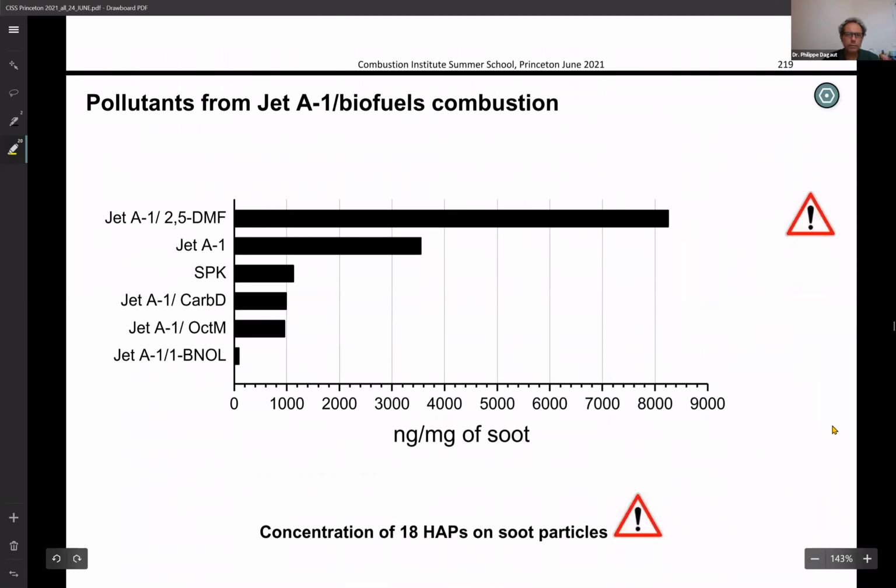And what we could get is this plot. So the reference fuel is here. It gives about 3,500 nanograms of PAH per milligram of soot. These mixtures give much less PAH, and the mixture containing DMF forms more than 2 times the PAH of the reference fuel.